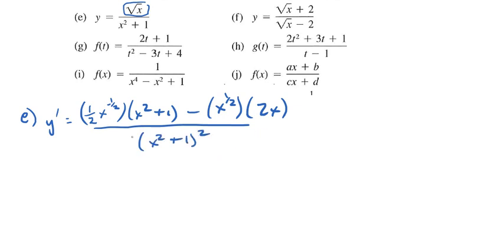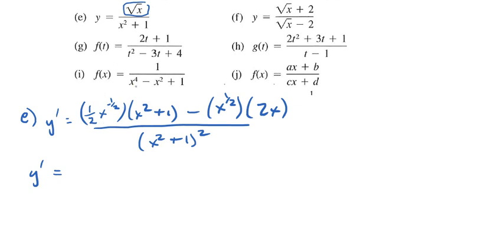That's your first step. If the question says differentiate, do not simplify, then you're done. If it says differentiate and do not simplify, you can stop. If it says differentiate, you need to simplify. Okay? So you're going to simplify.